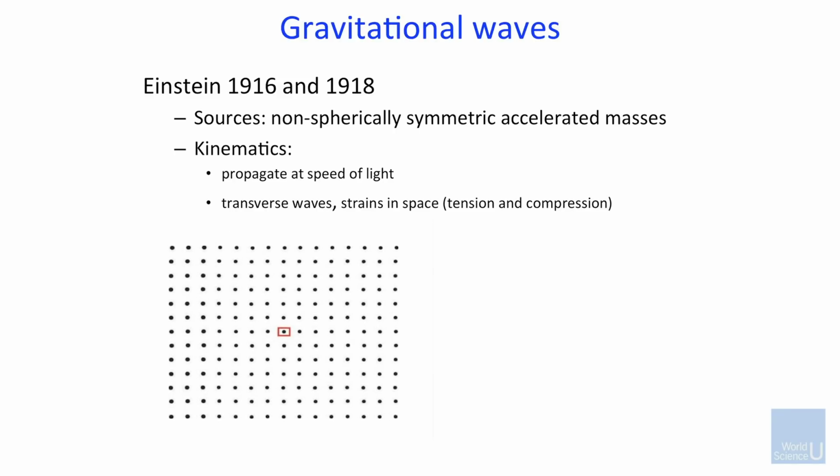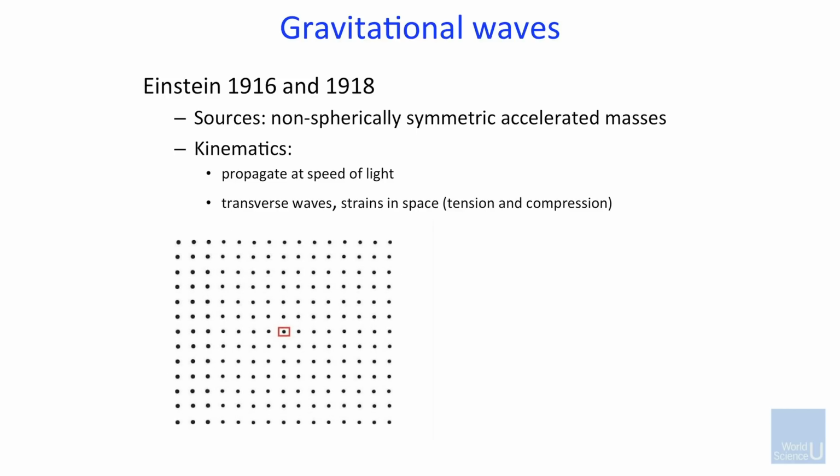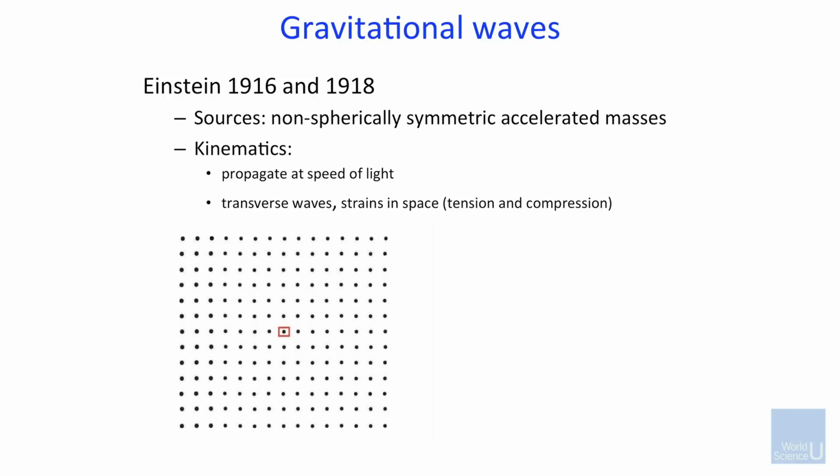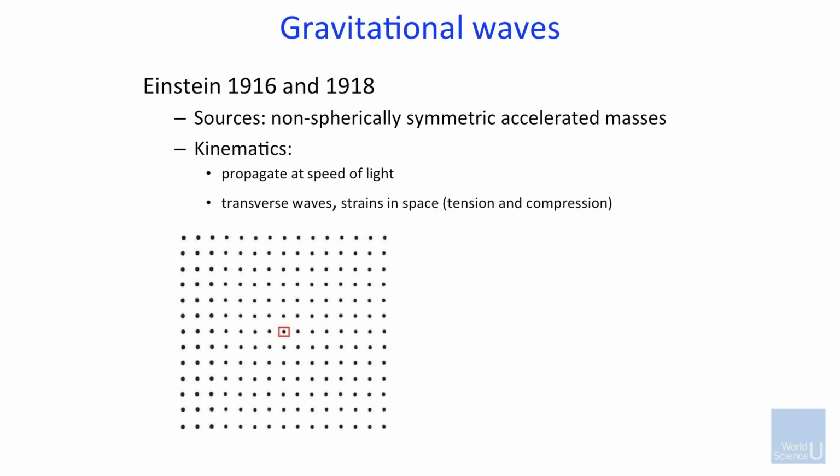And the constant strain is, remember what the strain is. It's the ratio of the separation of two points. Well, that's the denominator, and the numerator is the amount of change of separation. So it's delta L divided by L.